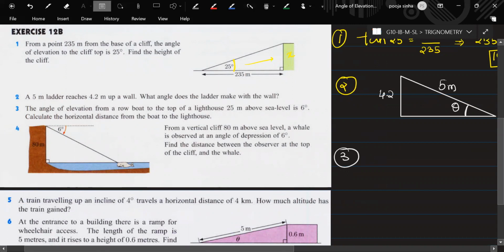Calculate the horizontal distance from the boat to the lighthouse. I want you to make the annotations on my screen. How will you make the diagram? I just want the diagram first.